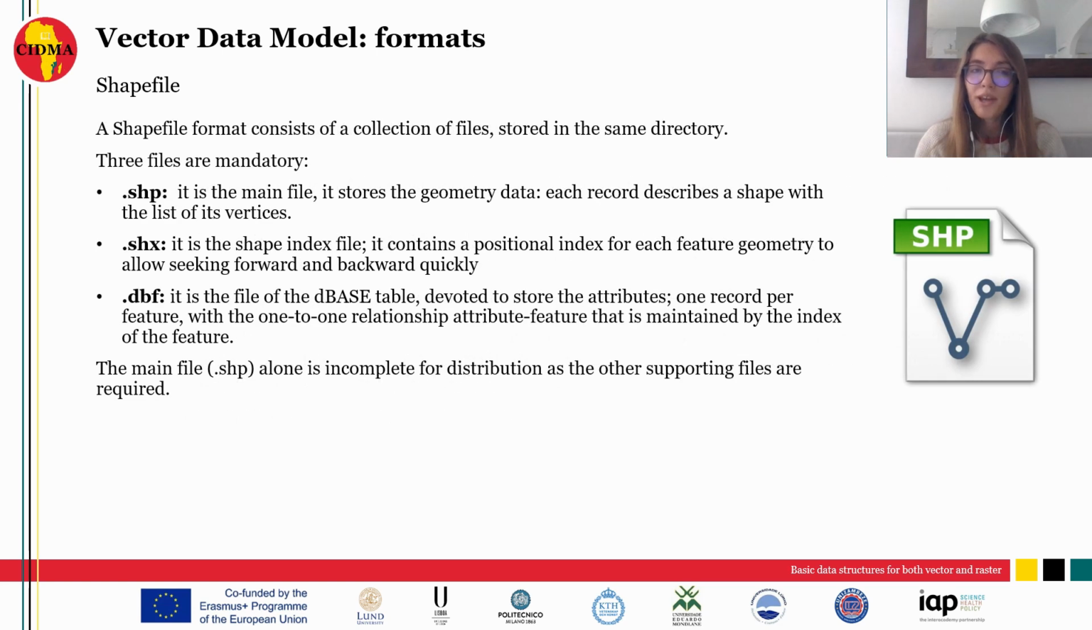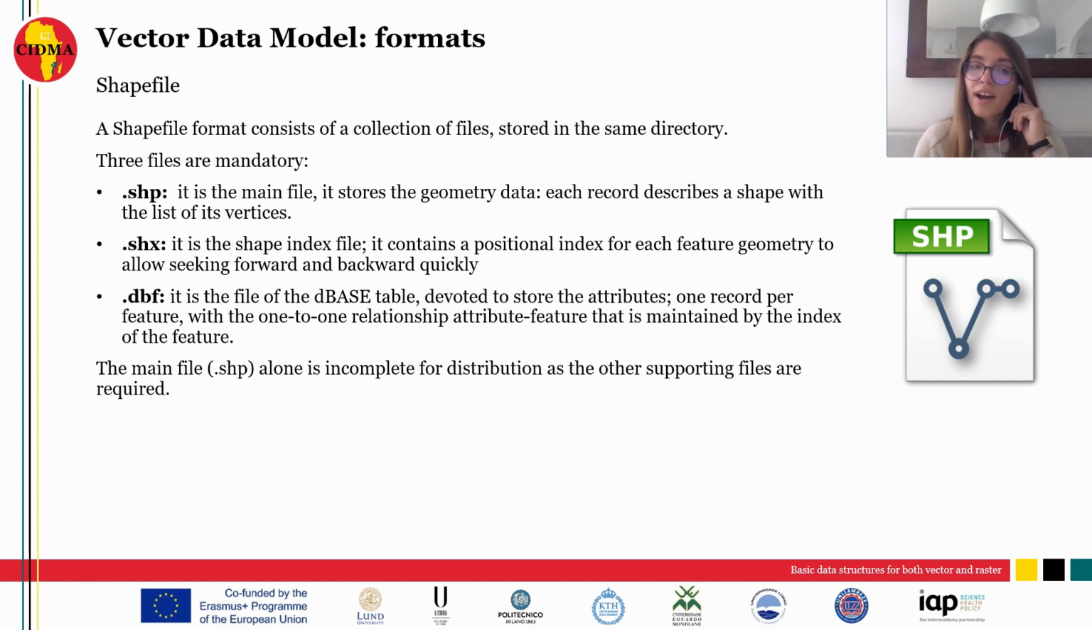I still need to mention an important characteristic about shapefiles. Indeed, when we talk about a shapefile format, it seems that we are talking about just one file. In reality, it is not as it seems, because a shapefile format consists of a collection of files stored in the same directory. From this collection of files, 3 are mandatory. What does it mean? It means that if I want to send my shapefile vector to someone else, I need to send at least these 3 files. It is not sufficient to send, for example, just the main file, that is the SHP.